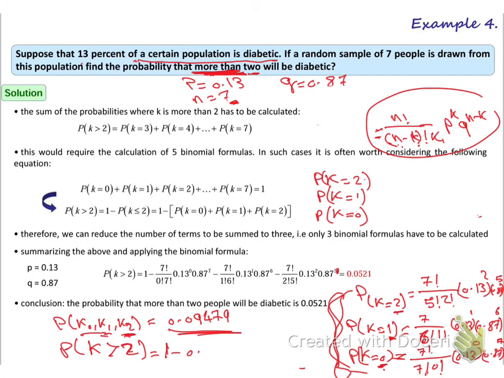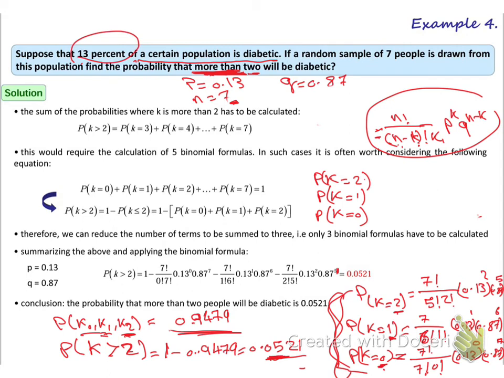Sorry, by mistake I put 0. Here 0.9, okay? So 1 minus 0.9479 equals 0.0521, which is around 5%, okay? 5%, it is reasonable because the total population is 13%, so 5% is closer to it.